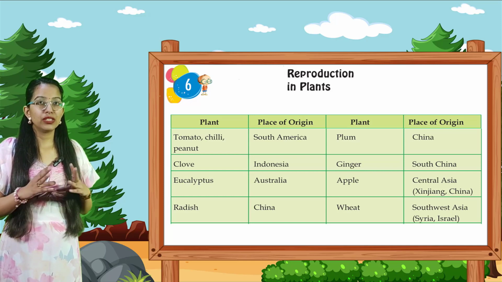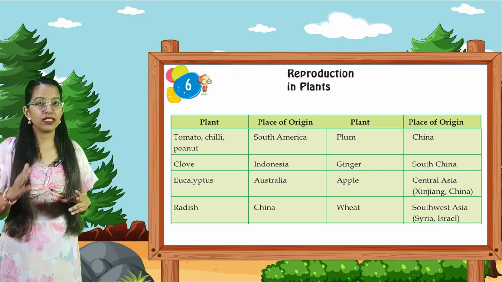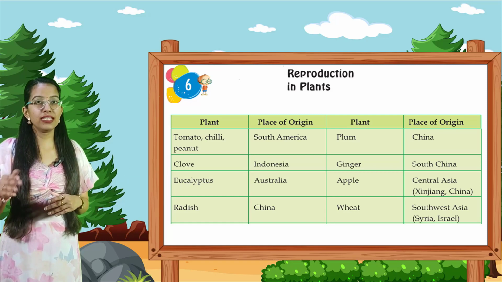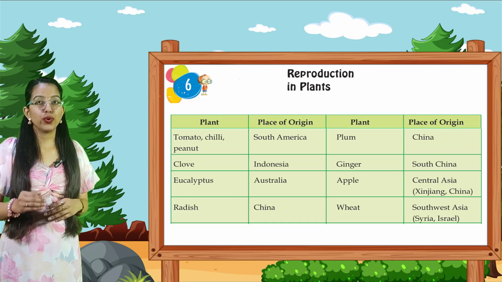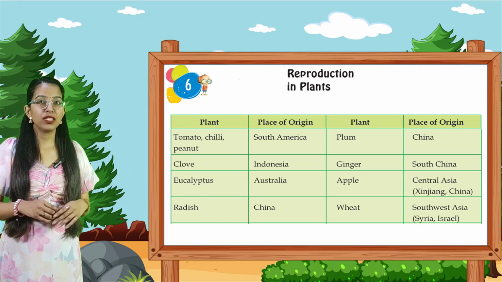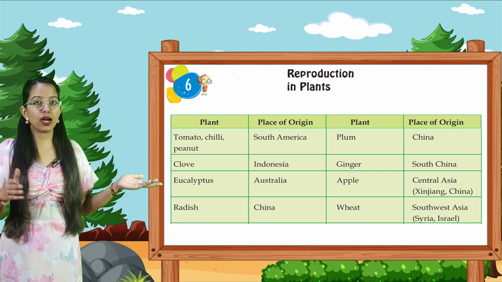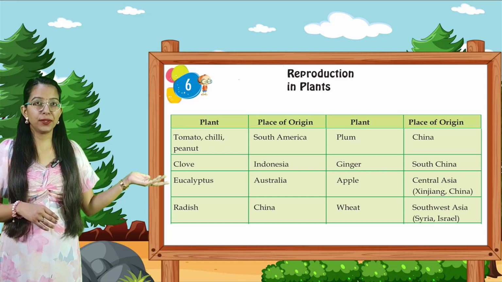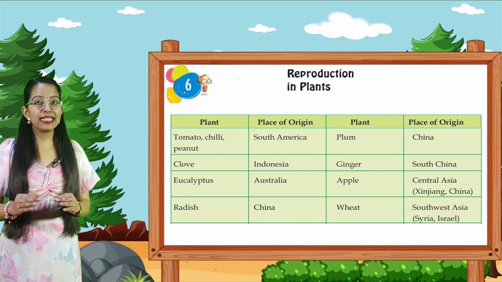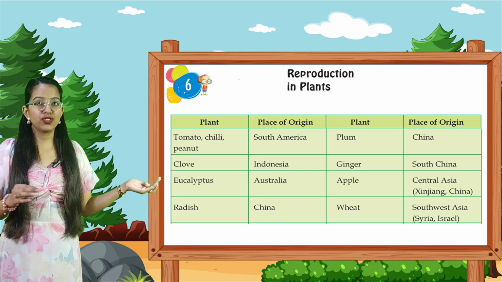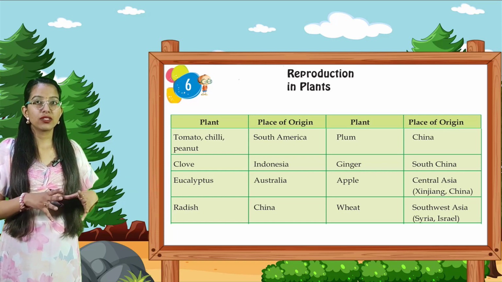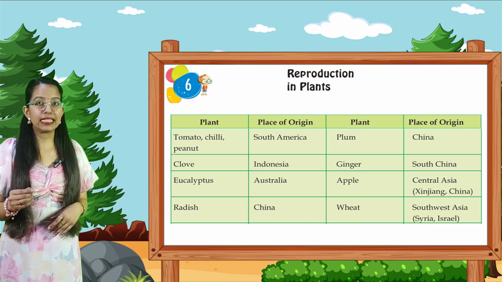Tomato, chili, peanut, origin in South America. Palm, origin in China. Plum, origin in China. Clove, origin in Indonesia. Ginger, origin in South China. Eucalyptus, origin in Australia. Apple, origin in Central Asia, Xinjiang, China. Radish in China. Wheat, Southwest Asia, Syria, Israel.